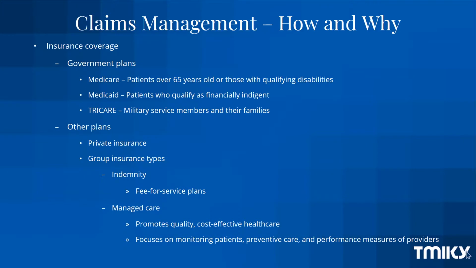That brings us to our next topic, insurance coverage. There are many different types of plans, but first, let's discuss government plans. There's Medicare, Medicaid, and TRICARE. Medicare is for patients over 65 years old or for those with qualifying disabilities. Medicaid is for patients who qualify as financially indigent. And TRICARE is for military service members and their families. Other plans include private insurance and group insurance types.